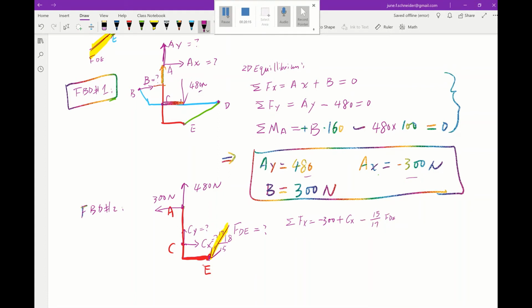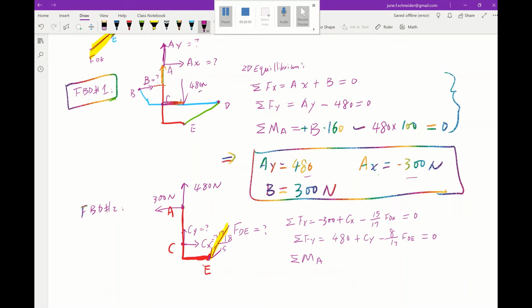So I have minus here since that's going to the left, that equals 0. Then forces of Y will have 480 going up, so it's positive, and we have CY positive going up. FDE is going downward, right? The Y direction, so it's 817 FDE downward, so it's negative. That equals 0. Then if we look at moment, we can do moment at A.